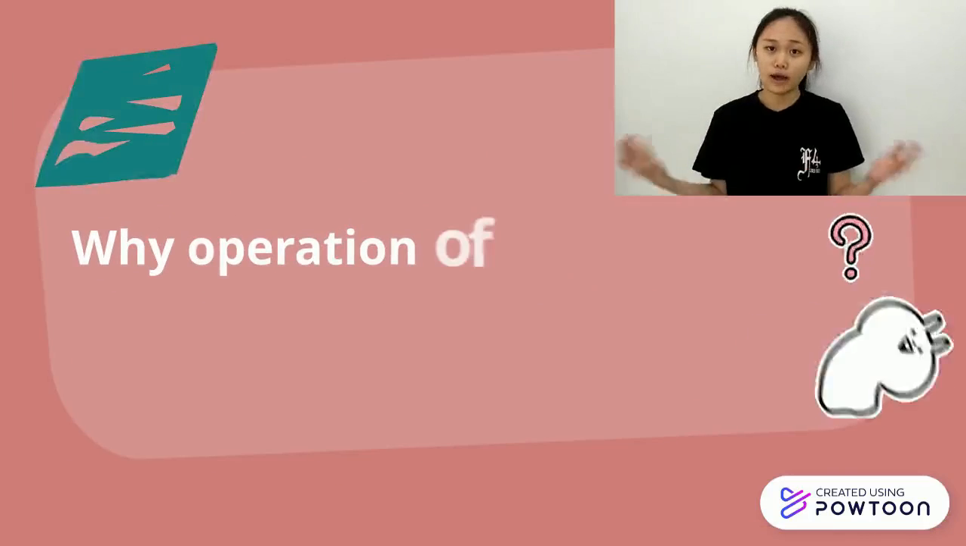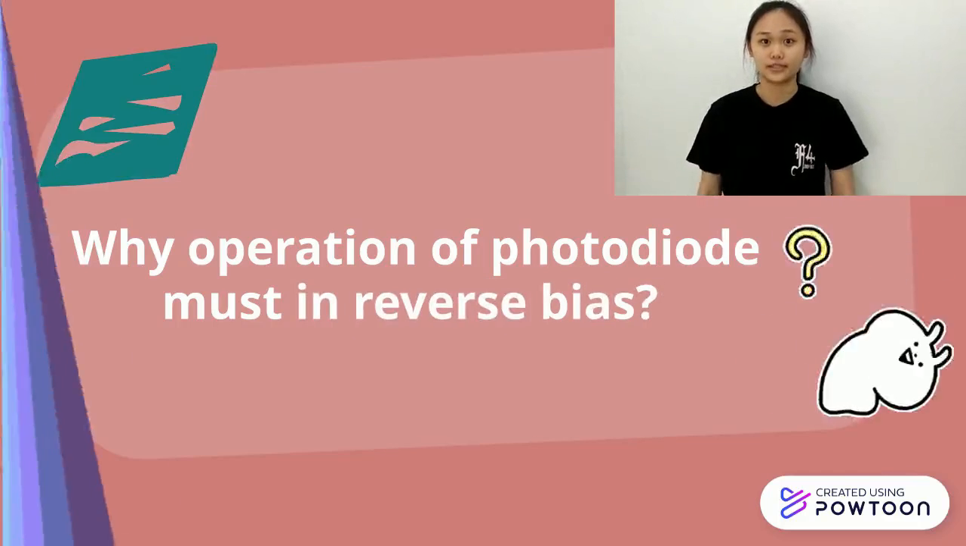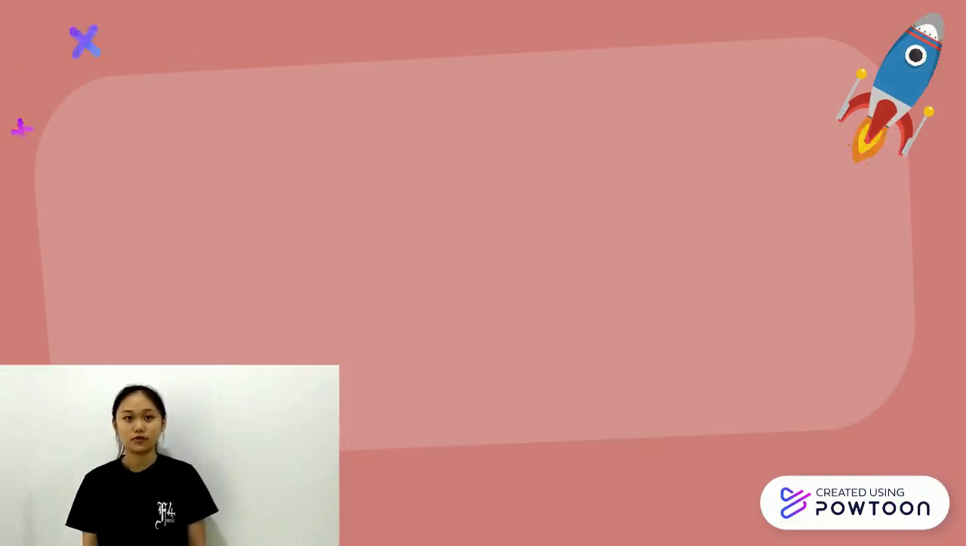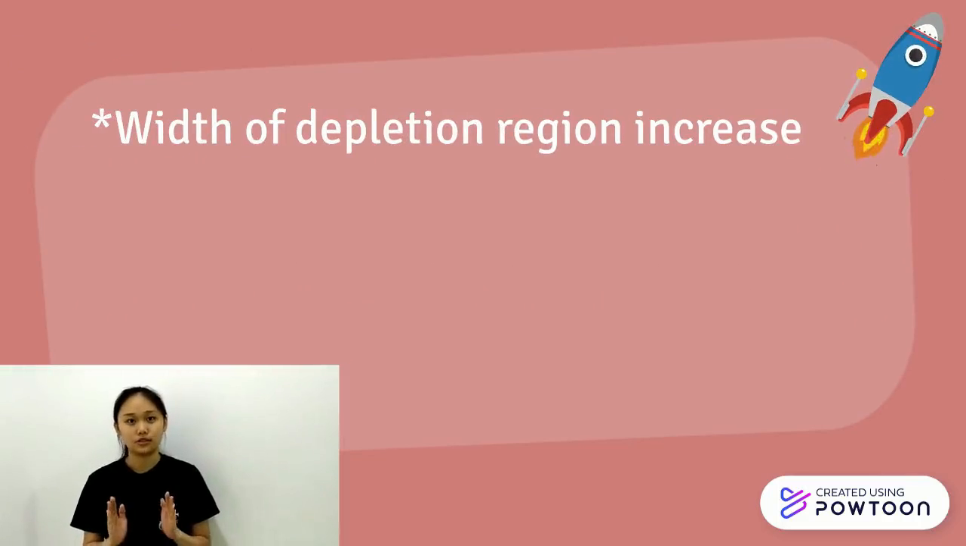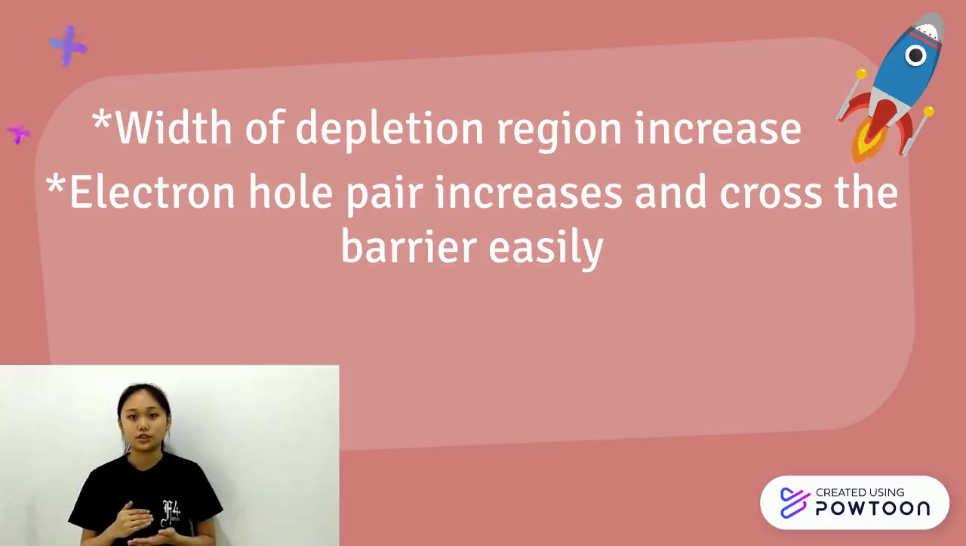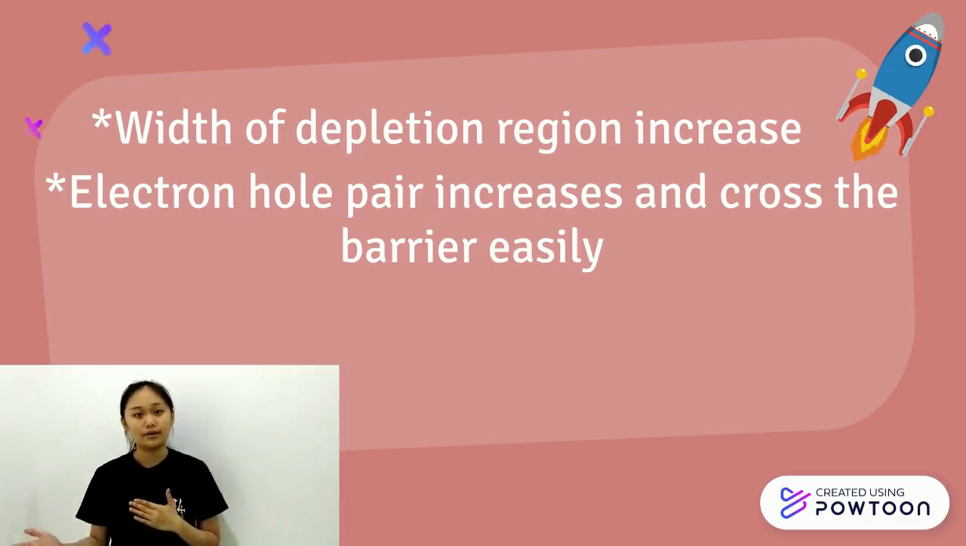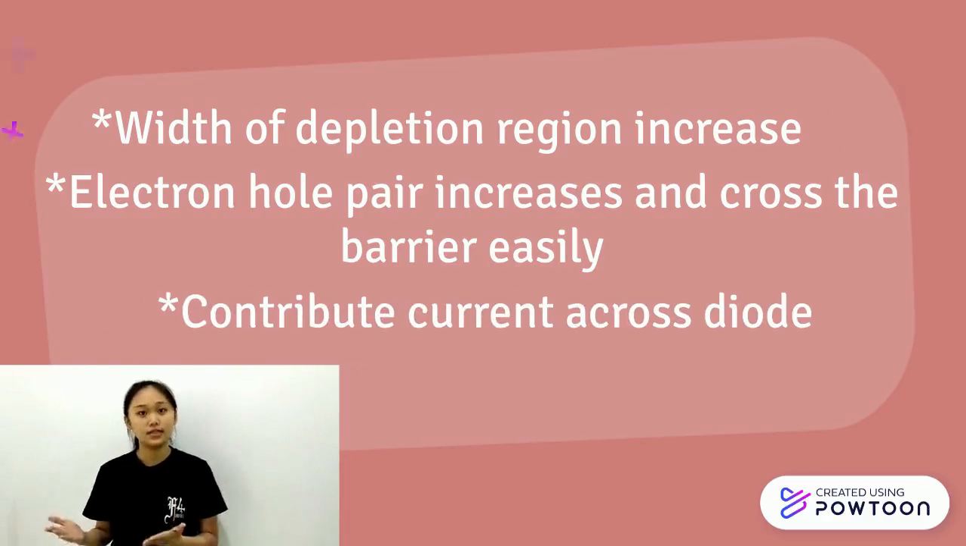The question is, why must the operation of the photodiode be in reverse bias? The reason is, when the photodiode is in reverse bias, the width of the depletion region increases. When there is incident light on the diode, a very large number of electron-hole pairs can be generated at the depletion region, and they can cross the barrier very easily. Hence, they can contribute current across the diode.